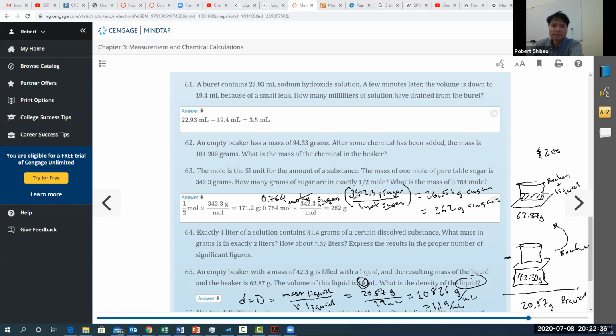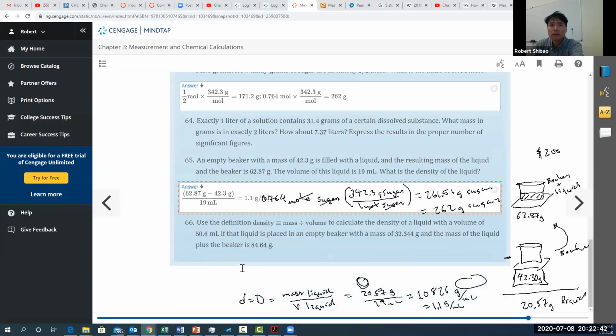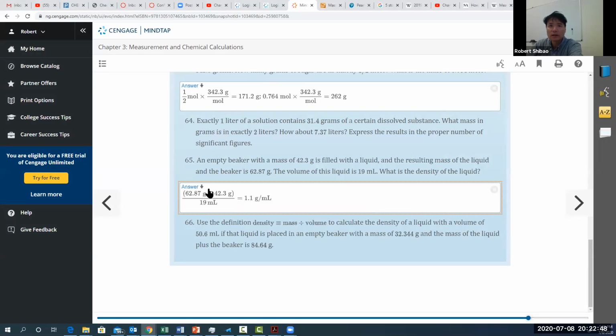Let's see what they got. Here, they got 1.1, so they got the grams of liquid on the top, volume on the bottom.